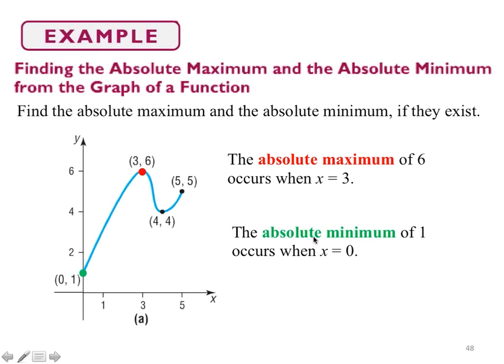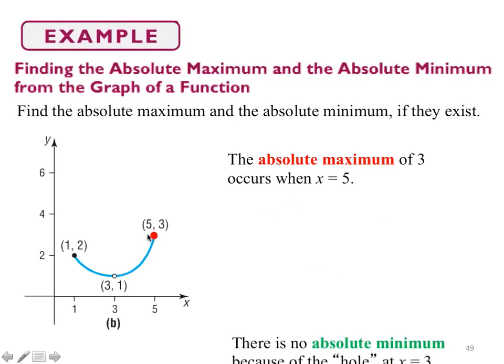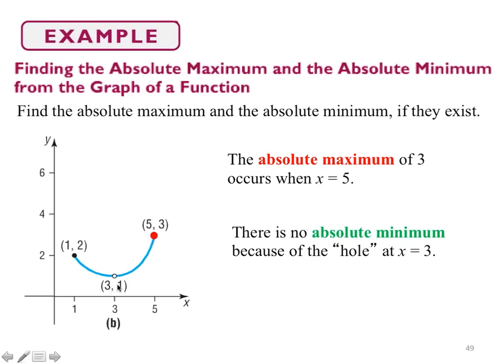The absolute minimum of 1 occurs when x equals 0. Now if we look at something like this here, we have a maximum. The absolute maximum of 3 occurs when x equals 5. But if we look for a minimum, we don't have a minimum here because we have a hole, okay?